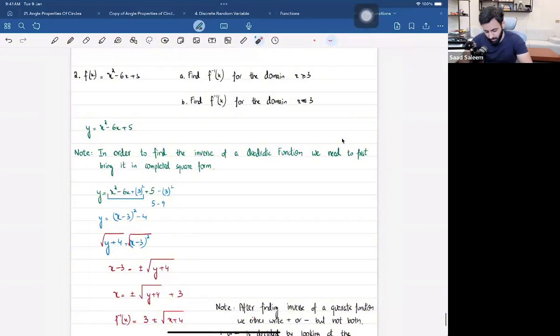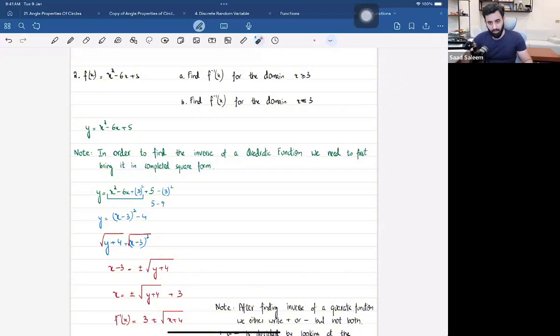If the domain of f of x is greater than or equal to 3, then is it correct that the range of f inverse of x will also be greater than or equal to 3? Listen to what I'm saying. If the domain of f of x is greater than or equal to 3, then the range of the inverse function will also be greater than or equal to 3. I hope nobody disagrees. If you disagree, let me know now so we can fix this before we do anything else.